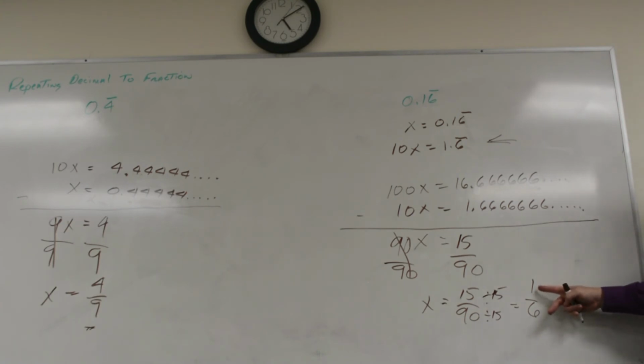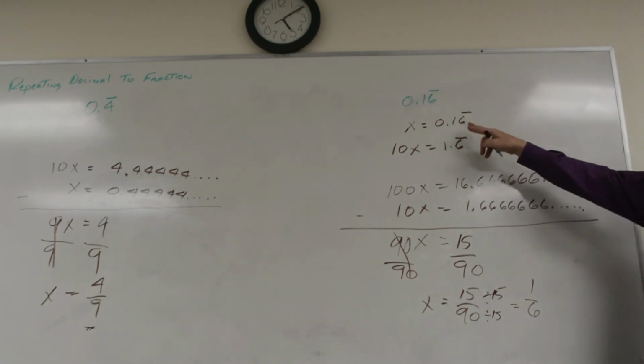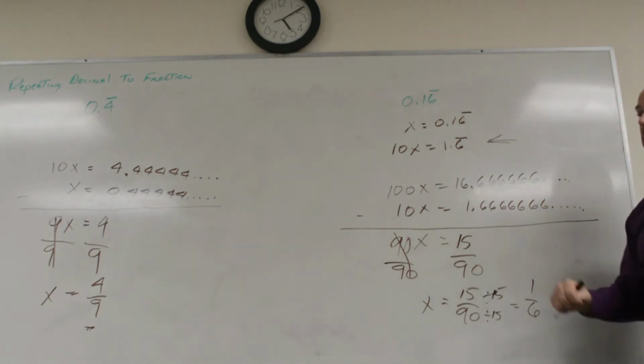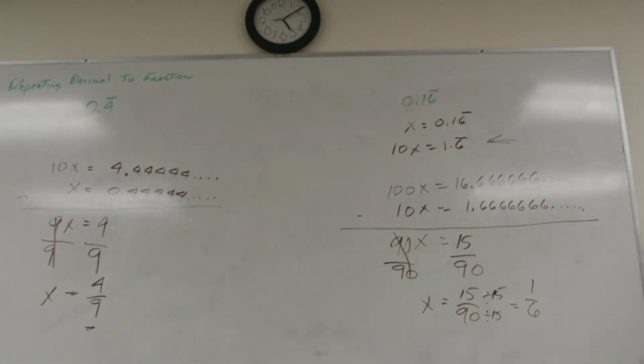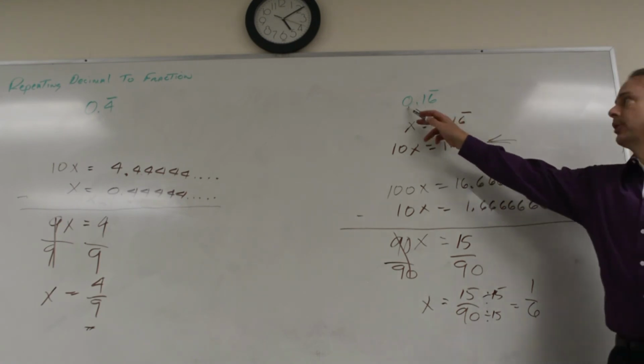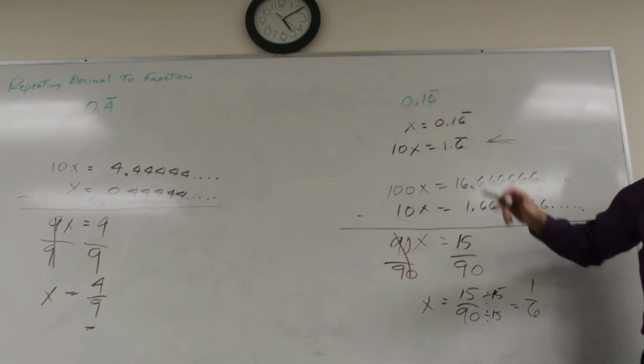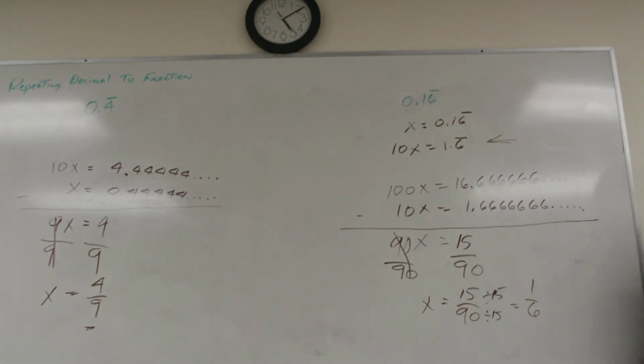Somebody with your calculator, divide 1 by 6 and see if you get 0.16 repeating. What's that? 0.1666. Yeah, 0.16 repeating. Everybody clear on that?